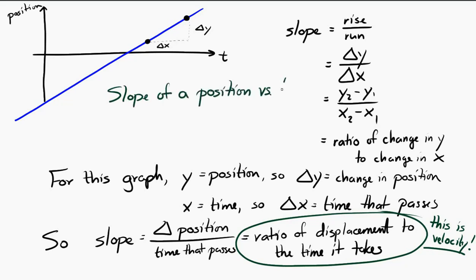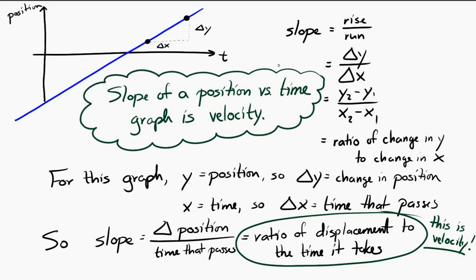And for a linear graph like this, the slope is always the same thing. You can pick any 2 points anywhere on the graph, and you will always get the same slope, which means you would always get the same velocity, which means the velocity is the same the entire time. In other words, if you have a linear position versus time graph, the velocity is always the same, so it's uniform motion. Let me repeat that. A linear position versus time graph represents uniform motion.